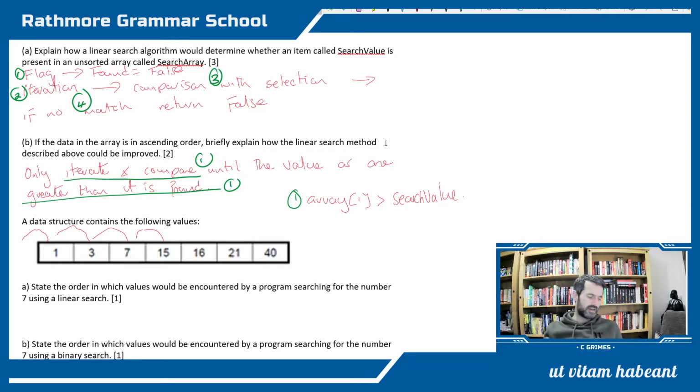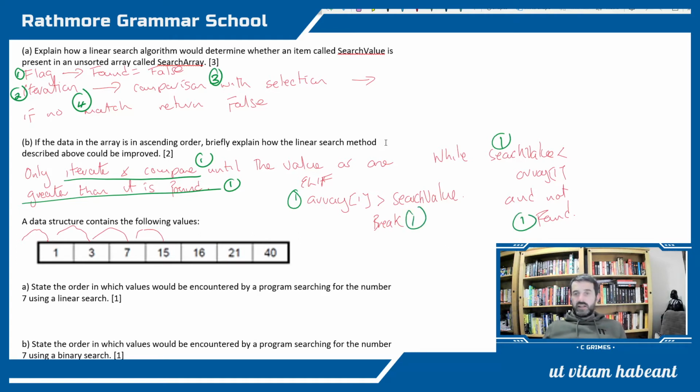Or even if you give it programmatically and you said, if there was an elif statement or a part to the case select, if the array element is greater than the search value, some type of break. Or if you said while the search value is less than the array[i] and not found. So even some type of pseudocode or programmatic implementation, you would have got the 2 marks if there was 2 parts to it.